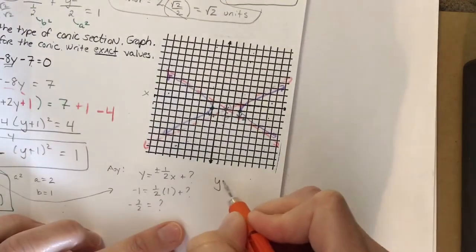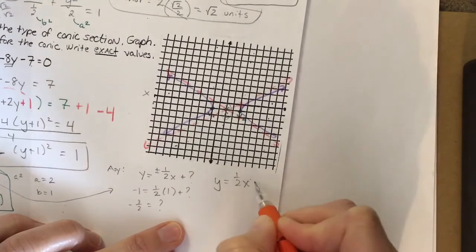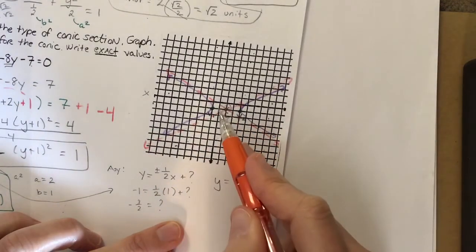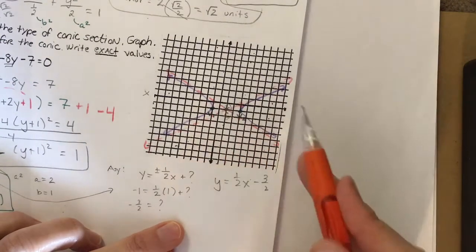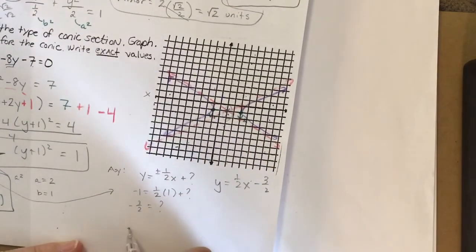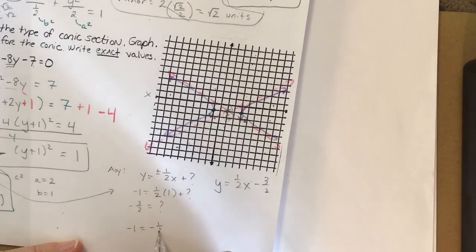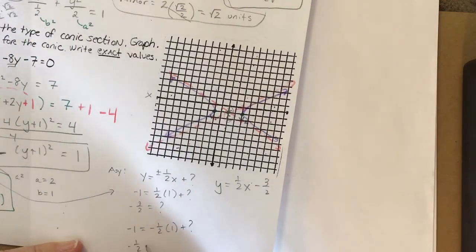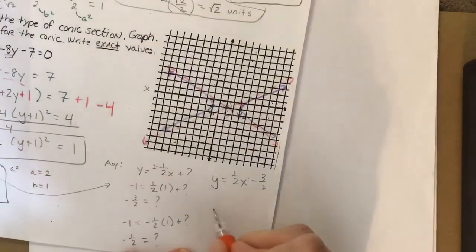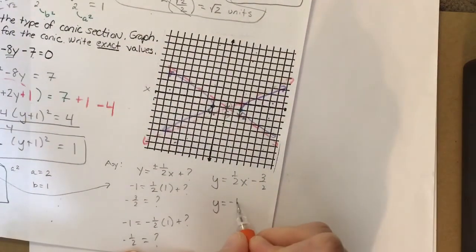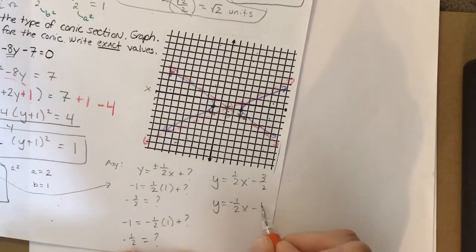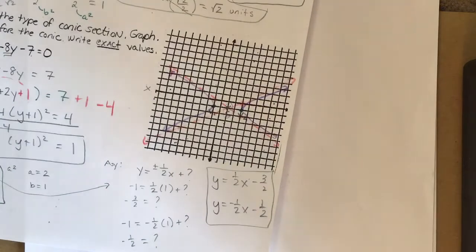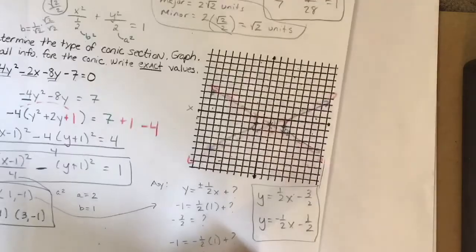So I have y equals 1/2 x minus 3/2. So the positive sloping line has negative 1.5. Yes, looks good. All right, then I go negative 1 equals negative 1/2 times 1 plus the question mark. Ooh, my other question mark is negative 1/2. So the slope is negative 1/2, and so is the y-intercept. Interesting. Can happen. All right. Are we done?